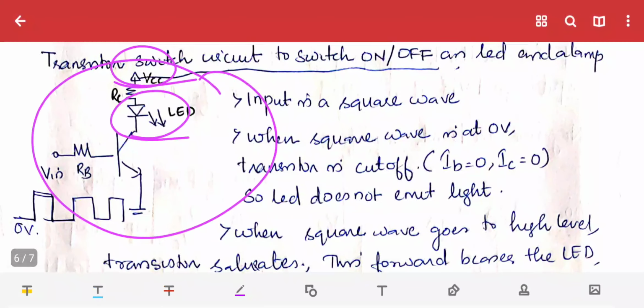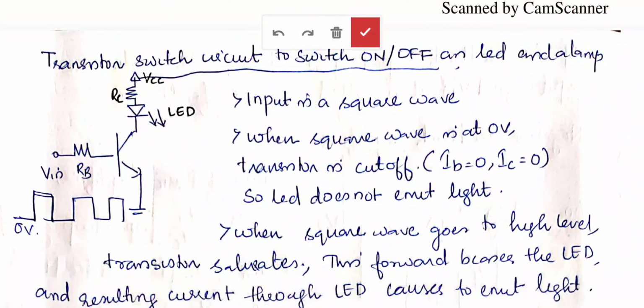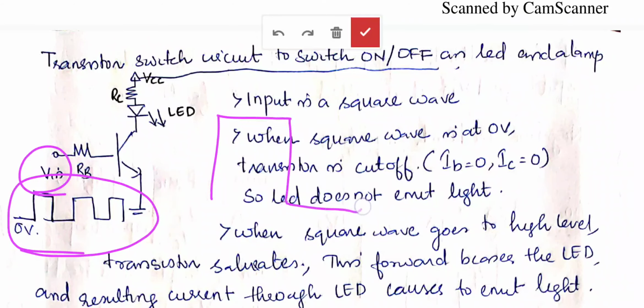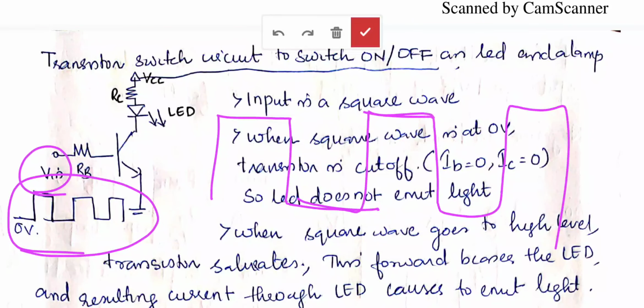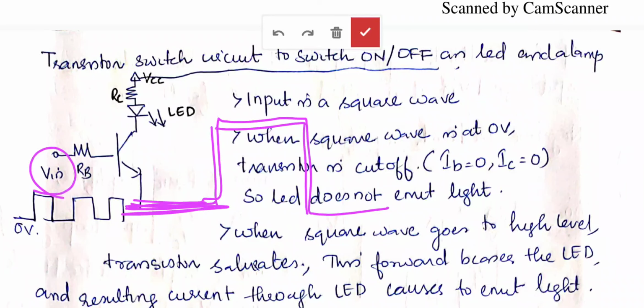The input Vin that we are applying is a square wave. A square wave has a high and a low level. So what will happen when it is 0 and when it is high? You can see the square wave consists of a low, then a high, then again a low. When it is low, that means Vin is equal to 0. When Vin is equal to 0, what will be the input current IB? IB is equal to 0. When IB is equal to 0, IC is equal to 0.